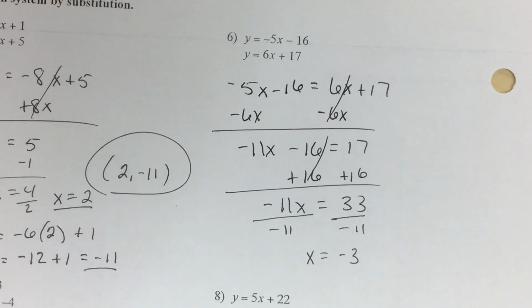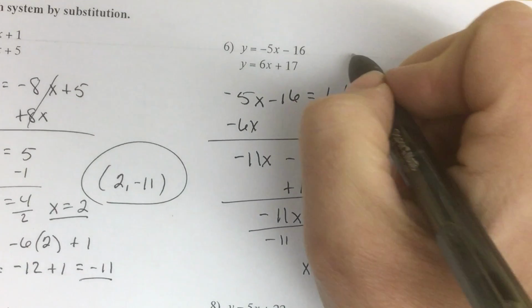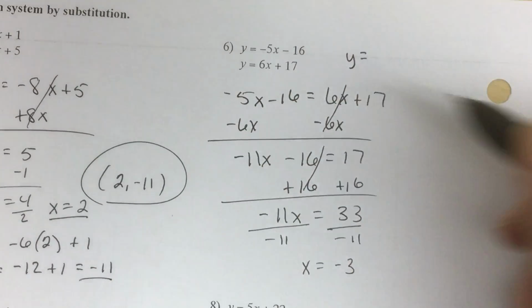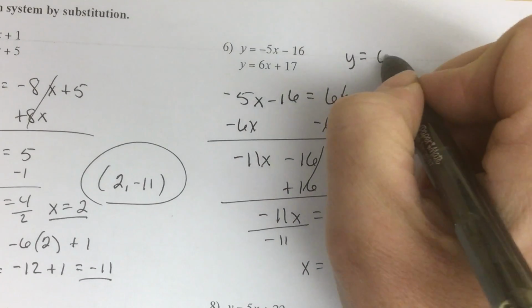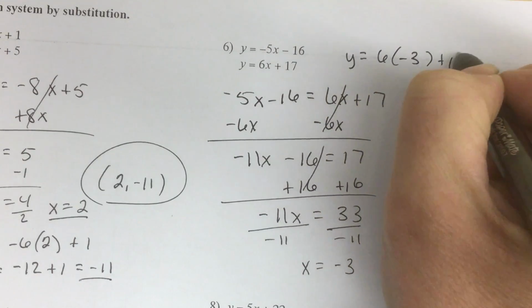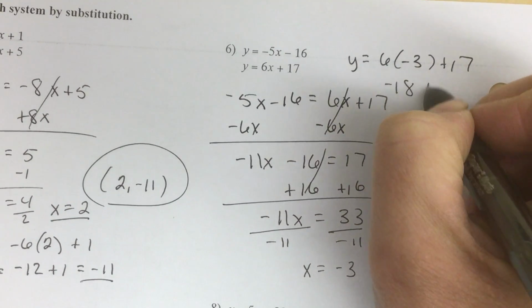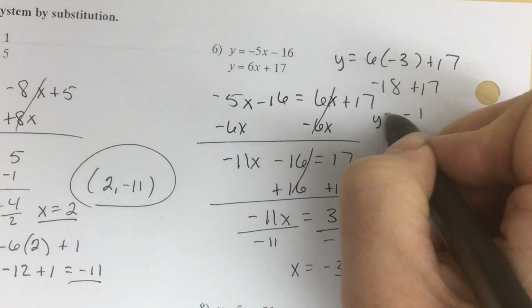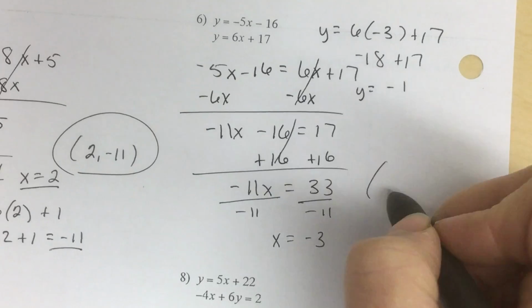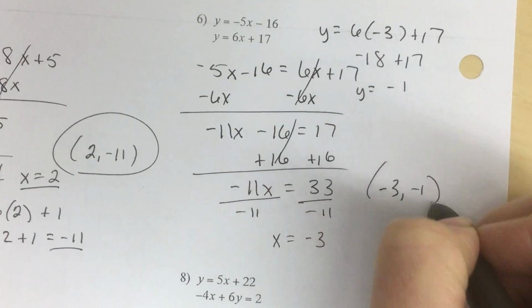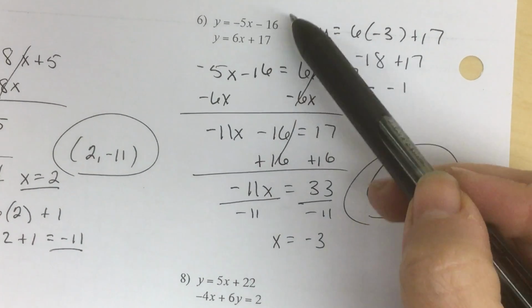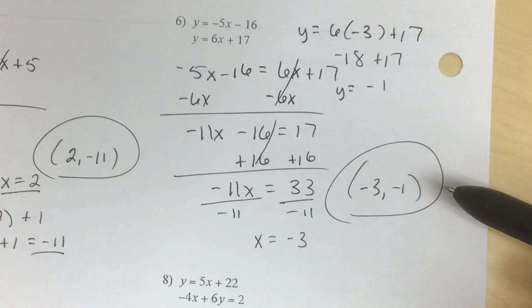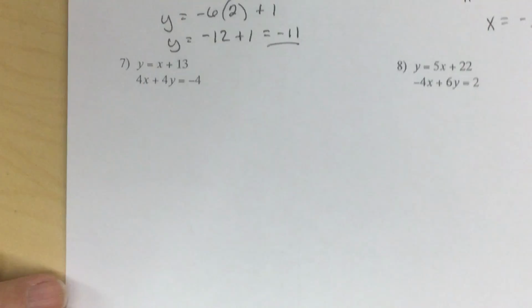Then you need to plug that back into one of these, doesn't matter which one. So if I plug it into the bottom one, I get 6 times negative 3 plus 17. Negative 18 plus 17 is negative 1. So y equals negative 1. So my ordered pair is negative 3, negative 1. If you were to graph those two equations, they would cross at the point negative 3, negative 1.